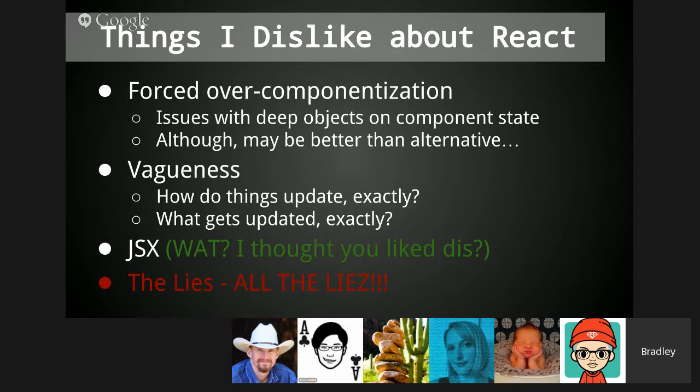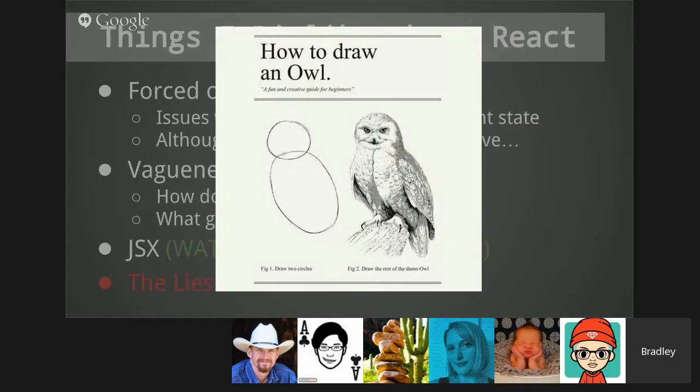Vagueness: how do things update exactly, and what gets updated? We'll look at an example real quick of that. I feel like it's kind of like if you've ever seen this image here of how to draw an owl, a fun and creative guide for beginners. Step 1, draw 2 circles. Step 2, draw the rest of the owl. And that's how a lot of documentation is, and it's not just React, so I shouldn't really put this on just React, but as far as how things update and when things get updated, that's really how I felt through learning this.